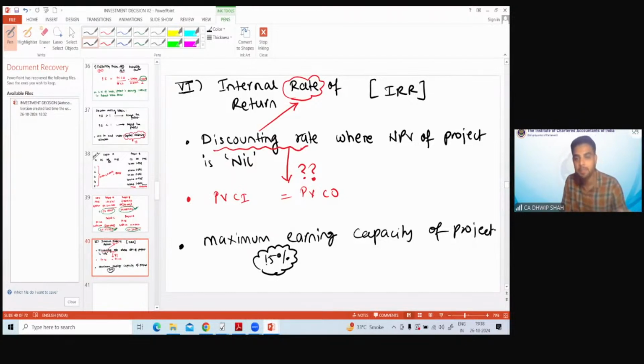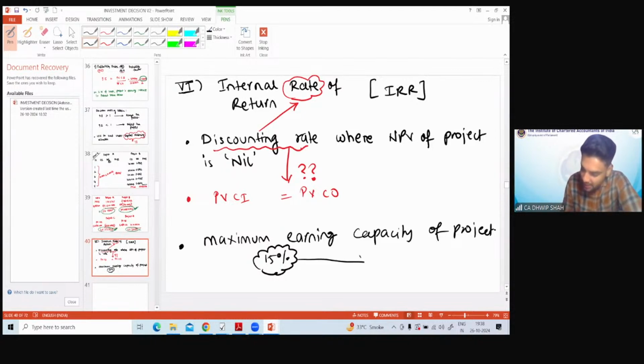बस project की capacity इतनी है. जैसे every human has its own capacity to run, to jog, or to do anything. Likewise, project also has its earning capacity. So this is the maximum earning capacity of the project. Let's say it is 15%.